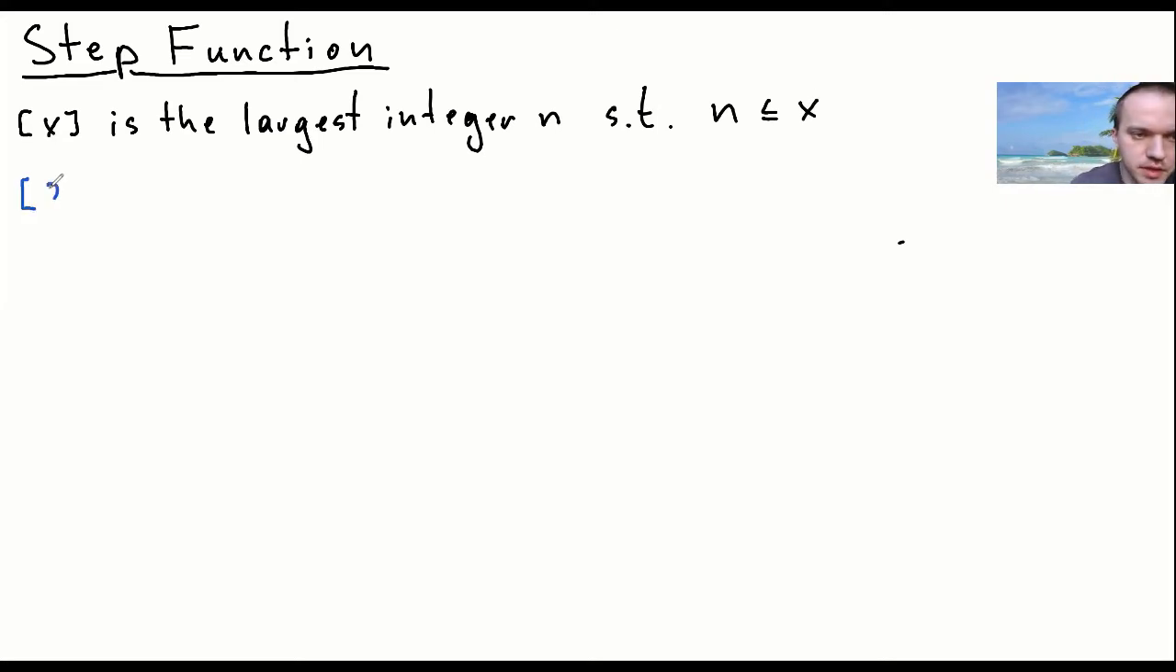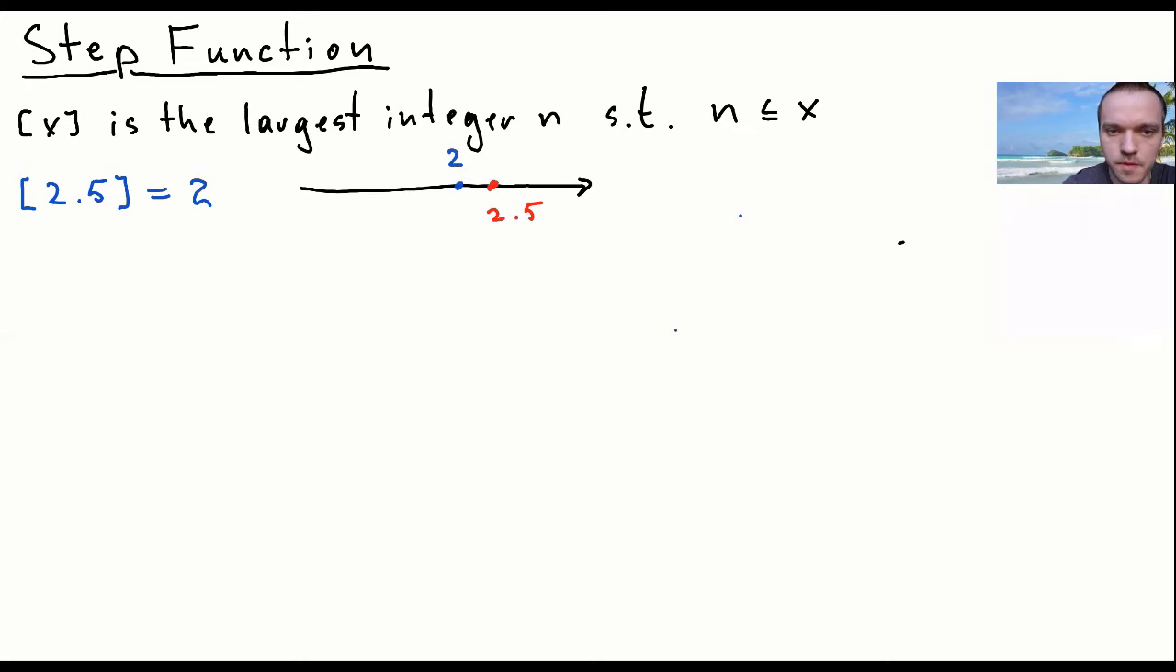The first example, let's take x equal to 2.5. Then the output here is going to be 2. The reason why is, if I take the real line and indicate my 2.5, then we can see that the closest integer to 2.5 from the left is 2, such that 2 is less than or equal to 2.5. Okay, and let's take another example.